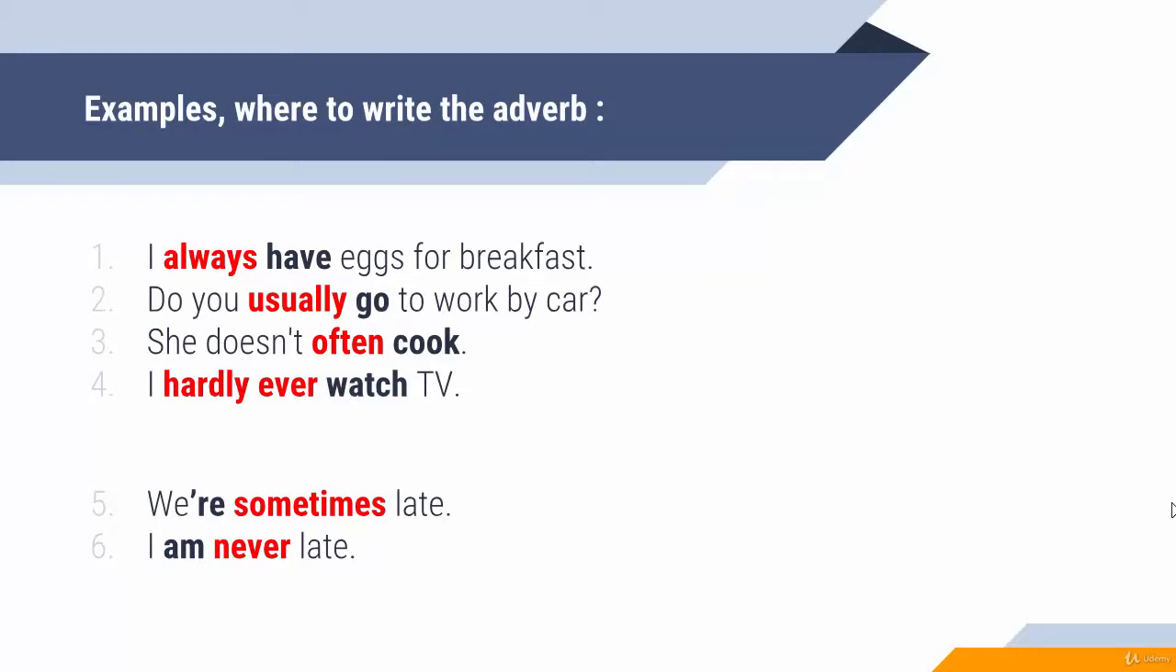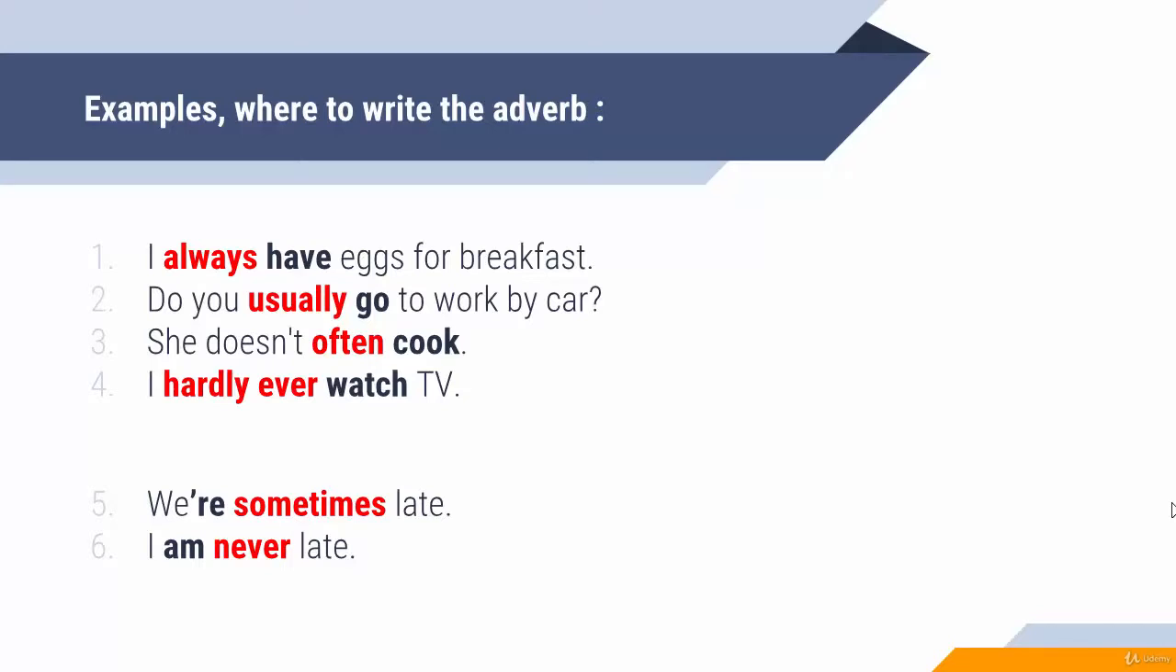Okay, let's look at some more examples like this and try to understand what the rule is. I always have eggs, adverb, in front of the verb. Do you usually go? Usually, adverb, in front of the verb. Doesn't often cook? Often, adverb, in front of the verb. The same in the last example. I hardly ever watch TV. Watch, verb, hardly ever, these two words are one adverb and it is in front of the verb.